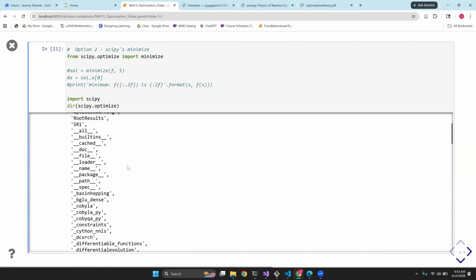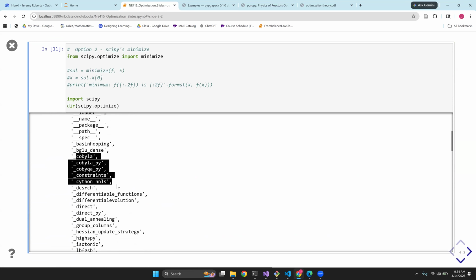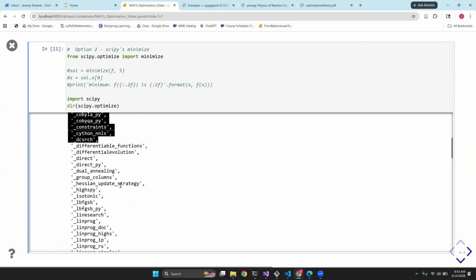Okay. So the things that SciPy Optimize has include names that start with an underscore. Many times when you see underscores in function names in a context like this, it means it's there as part of the background stuff that you shouldn't, as a user, need to use. You could use it. As an example, COBYLA, that's an optimization algorithm, and COBYQA would be some variant of that.